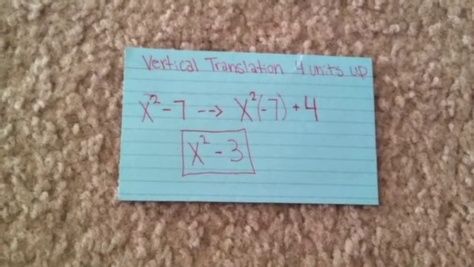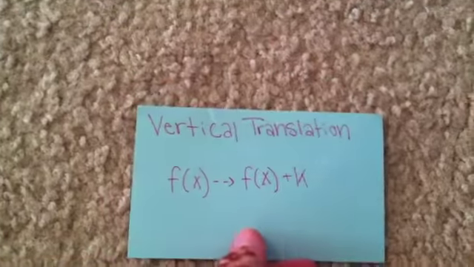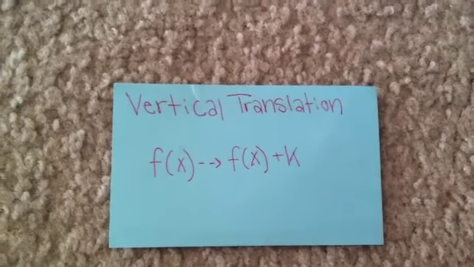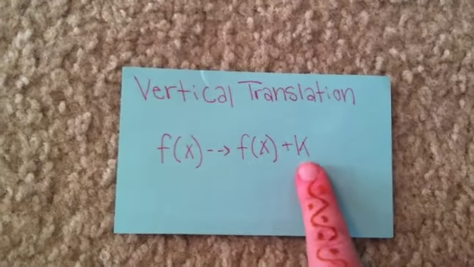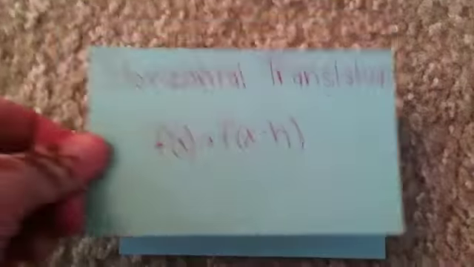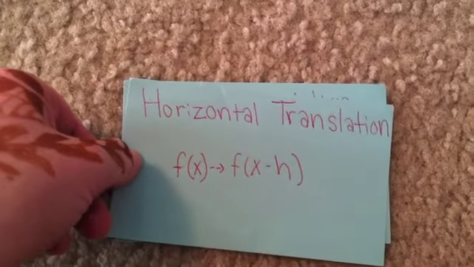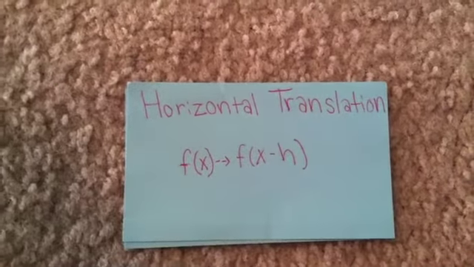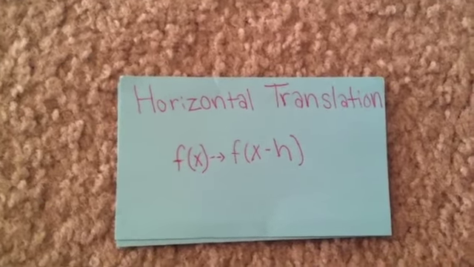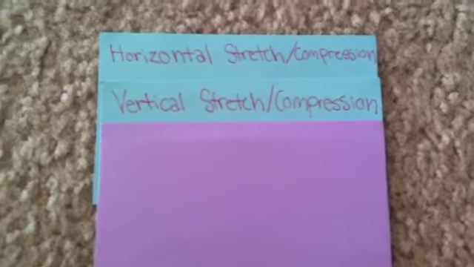I hope that makes sense. Just to recap, for vertical translation, we add k on the outside of the parentheses, and for a horizontal translation, we subtract h, which is just what we're moving it by, within the parentheses.